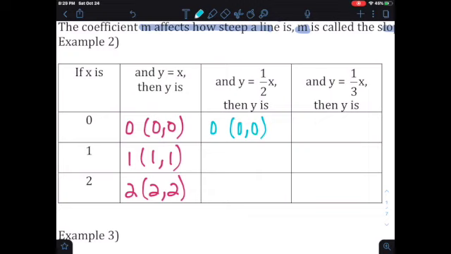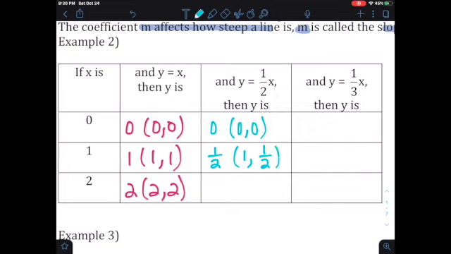If you put in 1, it's going to be a half. It's okay. We can handle half. You just cut the box in half. So it's going to be half, 1, comma, half.